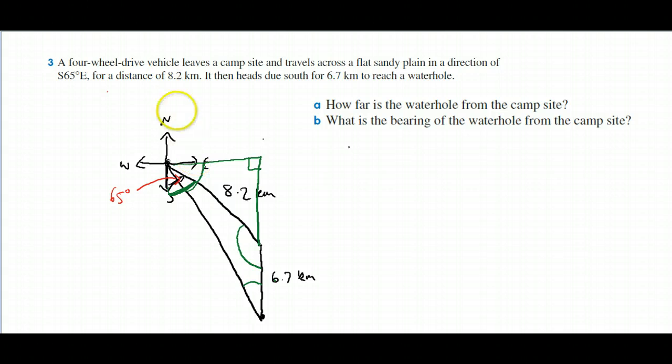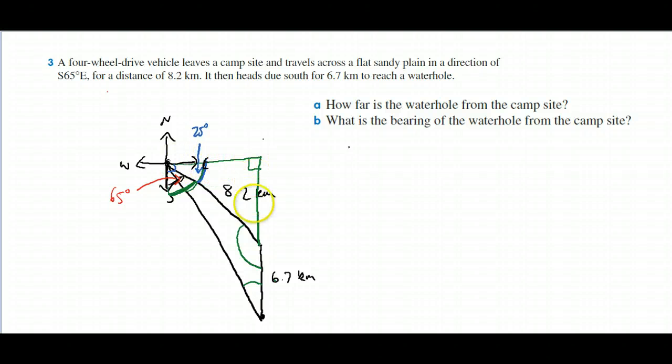That means this angle here, that extends from our initial bearing up to the line of east, that angle in there has got to be 25 degrees, because they've got to add up to 90. That's a right angle, so it's got to add up to 90. So that's 25 degrees in there.